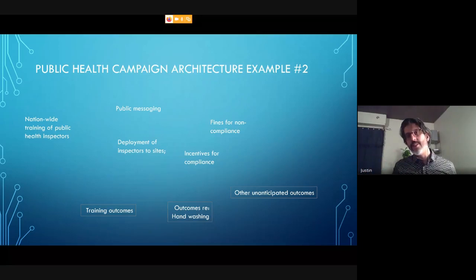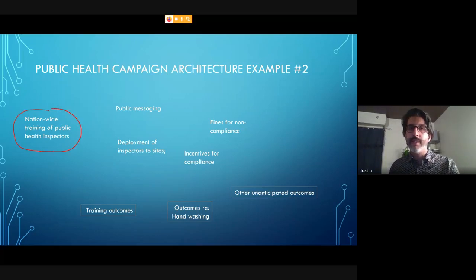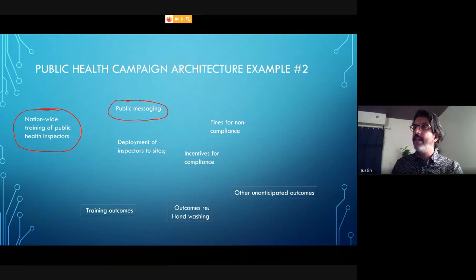Okay, so another architecture, this is a second example. Interesting, I'm showing you the same type of policy can have a very different architectural design. In this case, you start with this nationwide training of public health inspectors. They get trained to inspect and to teach people how to do hand washing in the food service industry. In addition, there is some public messaging to make sure people are aware that there are now inspectors who are going to come into your neighborhoods and do random inspections of your restaurants and catering services, and maybe even food factories. And so then they get deployed to the sites.